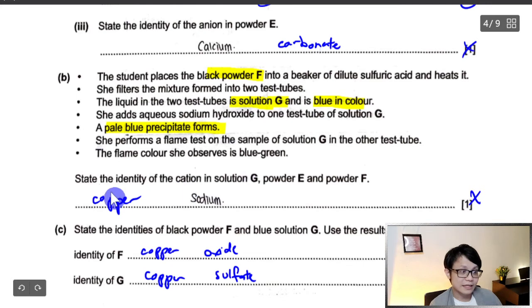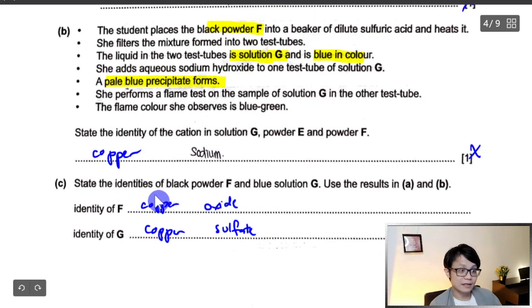So we need to identify the cation for G, E, and F. When we talk about a cation, it must be a positive ion. So the positive ion will be copper. The reason is that black powder is associated with copper oxide, and blue solution is associated with copper sulfate. State the identity of F and G. F will be copper oxide, because copper oxide is black, and G is copper sulfate, because it's a solution of blue color.